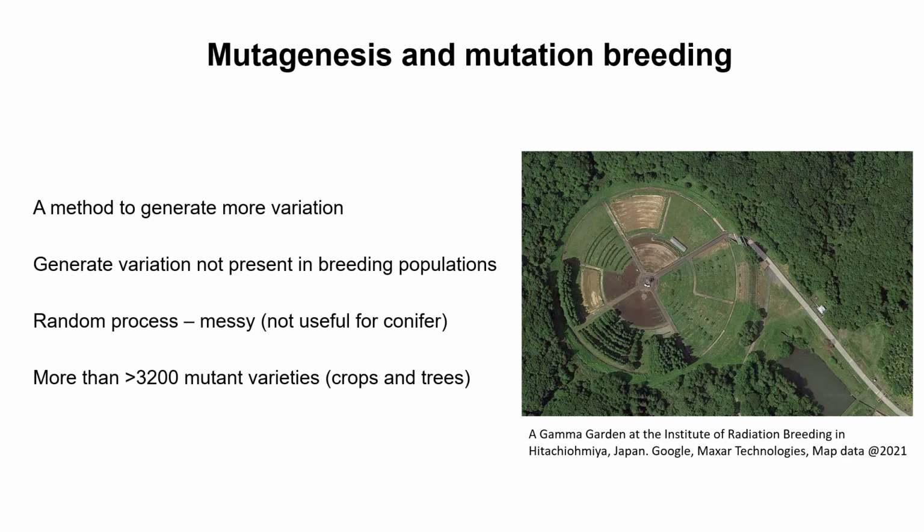This makes this fairly unuseful in conifers, shall we say, because of the long life cycle. We don't have the chance to do all of these crosses to purify things, so it's not practical to use it. However, it has been very useful, and over 3,000 mutant varieties have been developed, and many of these are actually in the foods we eat every day.